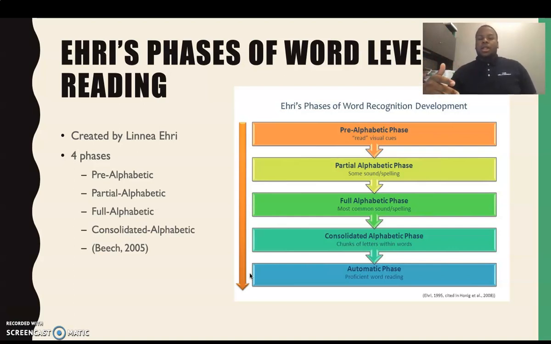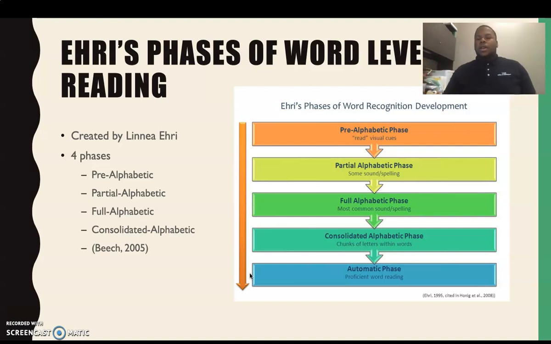Partial alphabetic phase is some sound and some spelling, how certain words sound. At a certain age, you may not know how to spell them, but you know how to say them. You know how to sound it out. Full alphabetic phase, most common sound and spell. Most common words that you hear as a child, you know how to spell them.